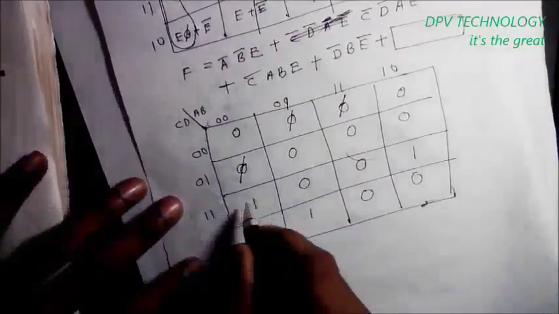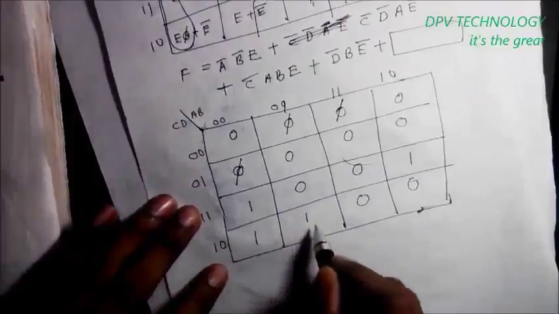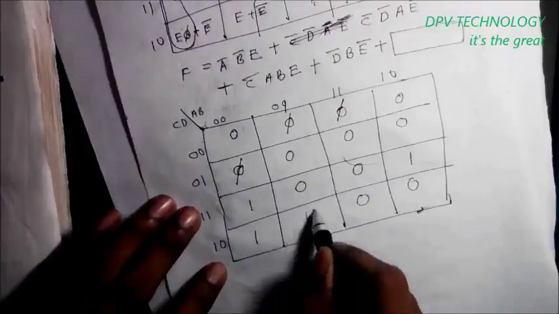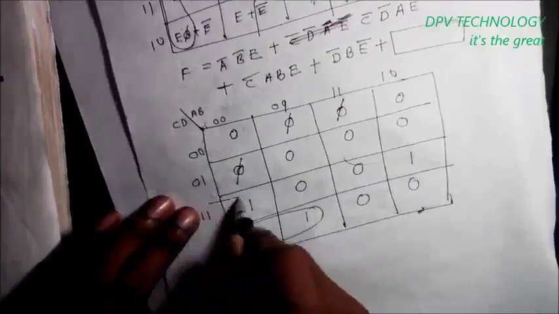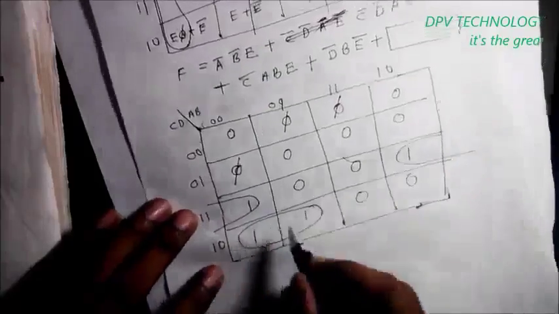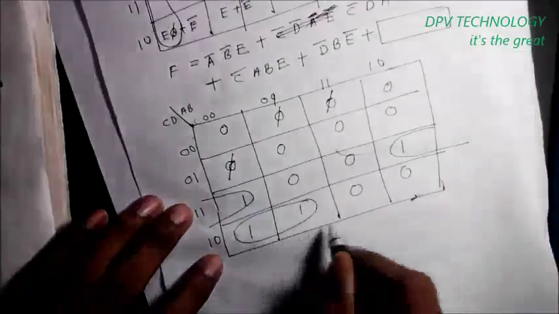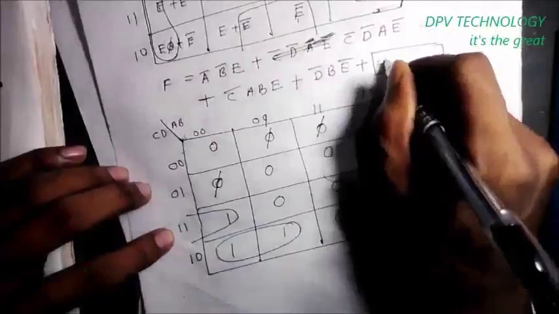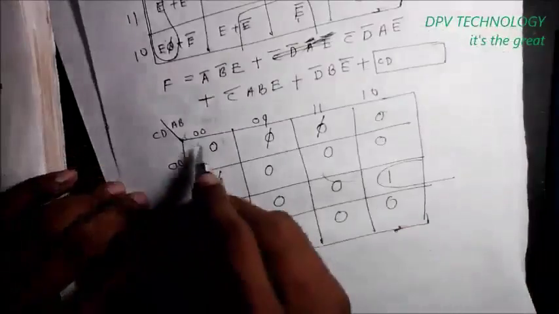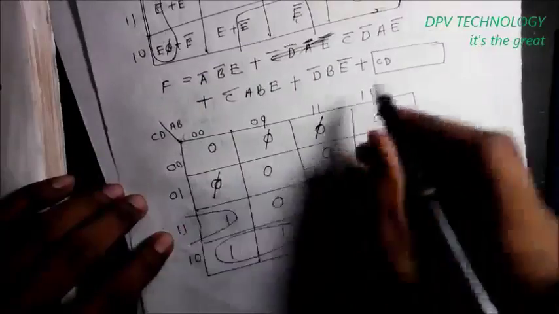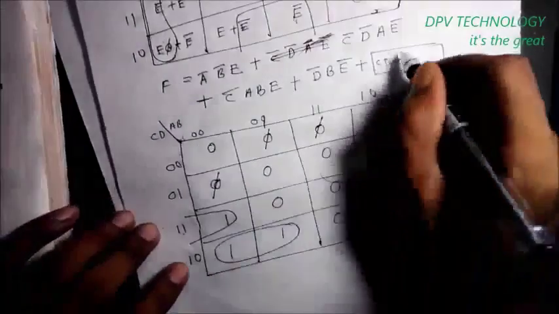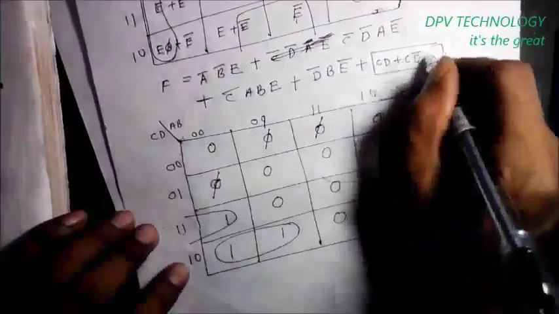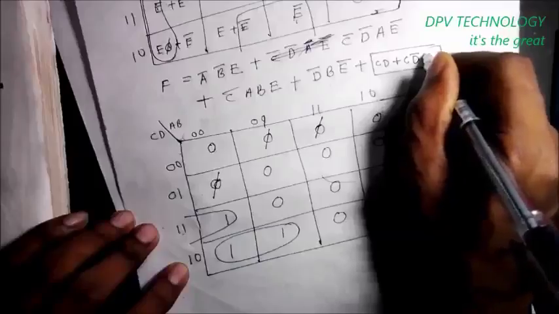So now we have to make this group. How to cover efficiently, we have to see here. We can cover it like this, and this can cover this one. We'll cover with this. From this we will get 2 terms, so it will be CD, and it will be C D bar, A bar.